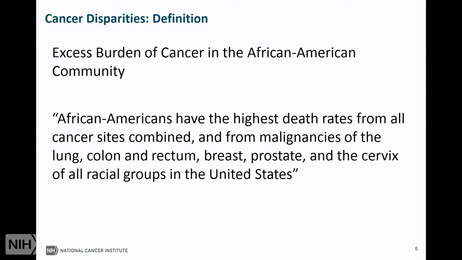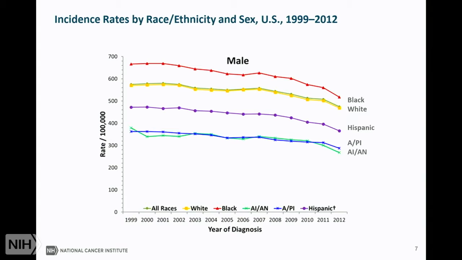Okay, so these are incidence rates. This is just looking by men. This is data from the CDC. And what it's showing is the incidence of lung cancer by racial and ethnic group over a period of time. So this graph actually goes back to 1999. And what you can see is that of all groups in the United States, Black men, and in this case men, but also women, have the highest incidence. In addition, it's not just that the incidence is higher.